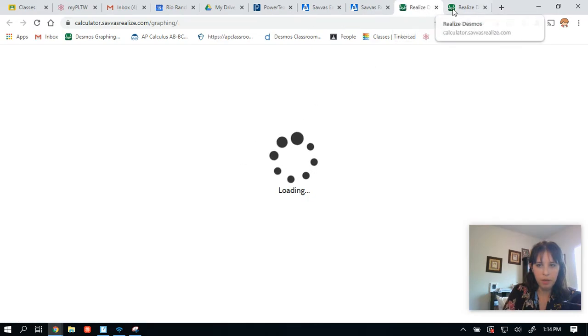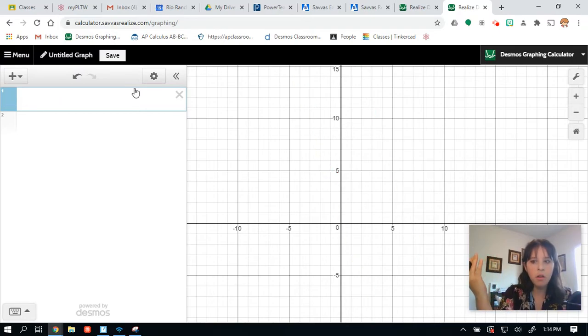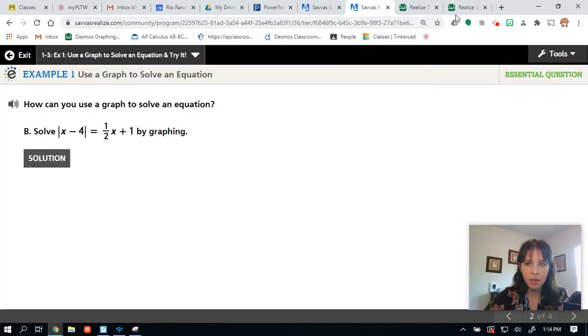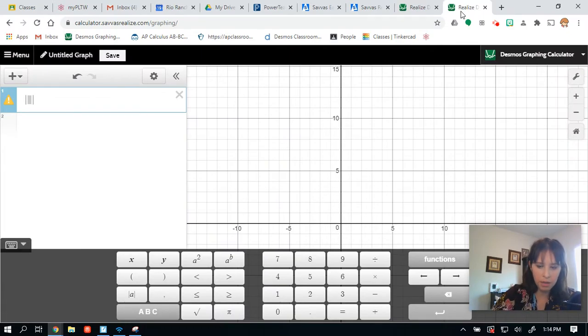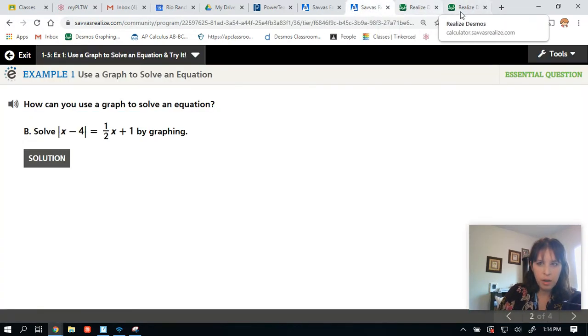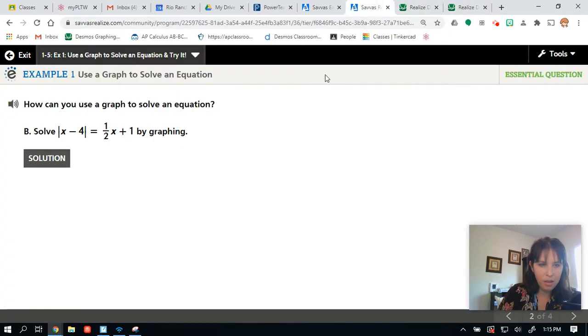I already have it open right here. And I'm just going to type in those new equations. Now, I don't know how to do the absolute value, so I'm going to go down here and pick that keyboard. And right here are your absolute values. Okay, so we're looking at the absolute value of x minus 4. Put that aside. X minus 4. And then we're going to do the second equation, which is 1/2, 1 divided by 2, x, that's an x, plus 1.